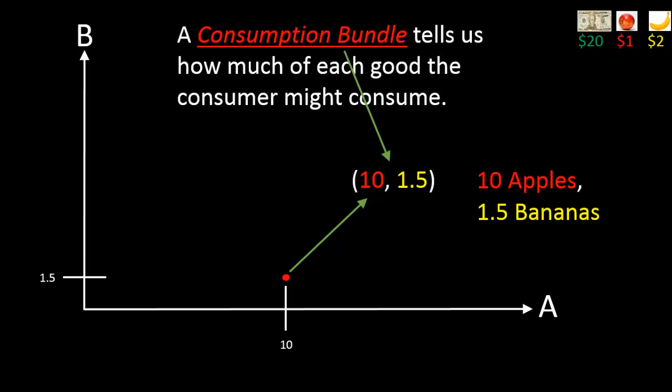In the language of mathematics, we say that this is a vector. More specifically, it's just a vector that specifies a number of apples and a number of bananas. But don't worry if you don't know what a vector is, it's just a technical term.